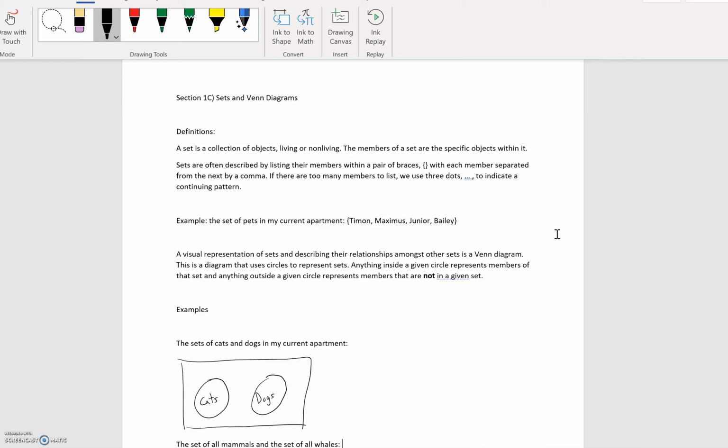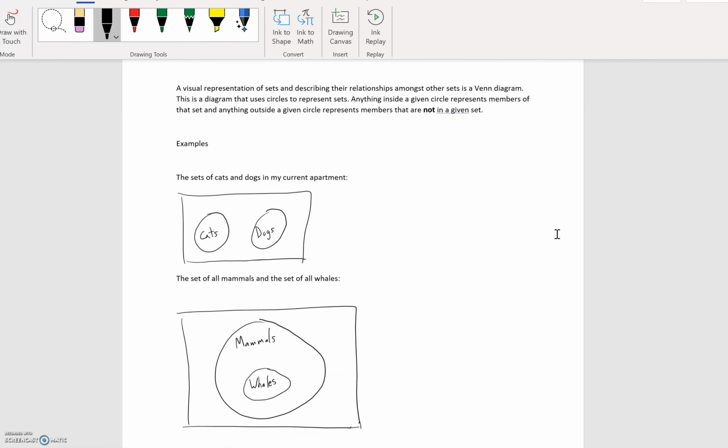A visual representation of sets and their relationships with other sets is a Venn diagram. This is a diagram that uses circles to represent sets. Anything inside a given circle represents members of that set, and anything outside a given circle represents members that are not in the set. So to give you some examples, you have the sets of cats and dogs in my current apartment.